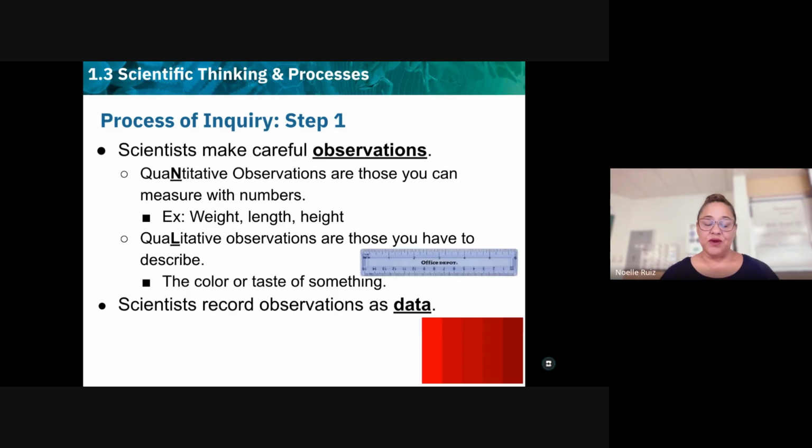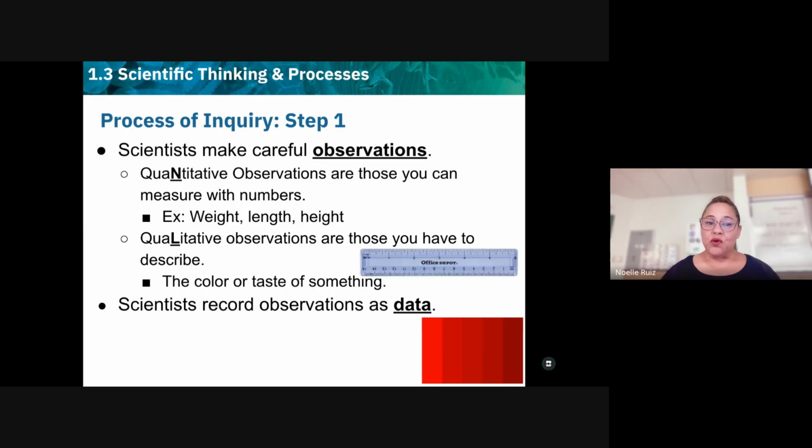Qualitative observations are those you have to describe. So I highlighted the L, I bolded and underlined the L because you are describing the quality of something. Some things are not easy to describe the quality of. Color or the taste of something. The picture at the bottom, red, those are all shades of red. What color is more red? That's not something you can quantify. It's not red number 1, 2, 3, 4, 5. It's just light red and dark red. So that is a qualitative observation because we are describing the quality of red in that square.